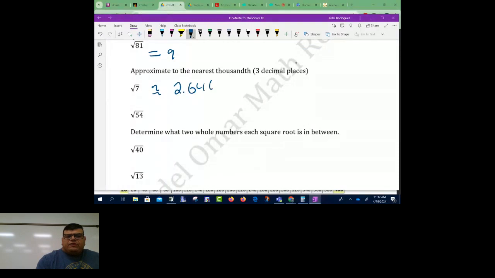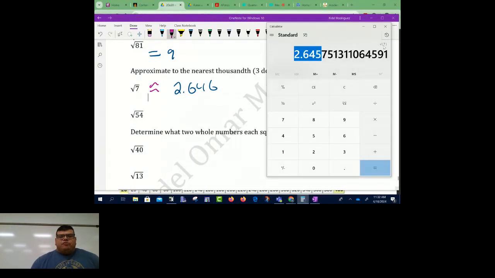Approximate looks like this, y'all. We have these little squigglies. Little squigglies means it's kind of equal to that, right? Obviously, if I look at my square root, there's a whole bunch of other numbers. So that's why we have that little squiggly. Okay.